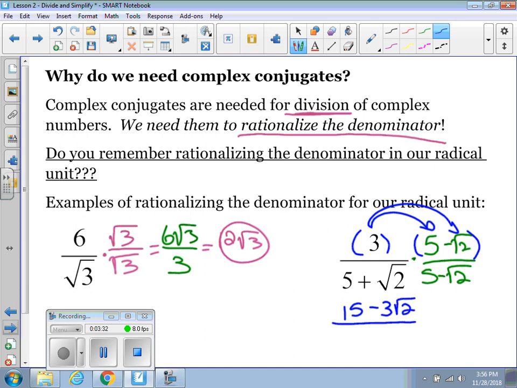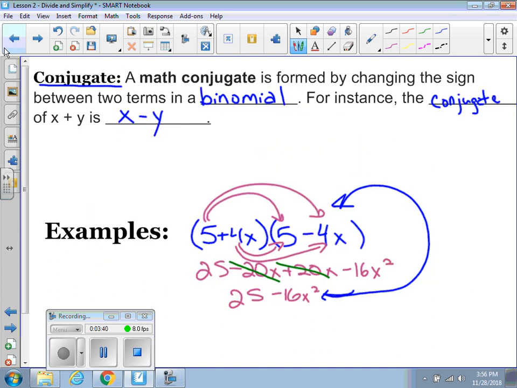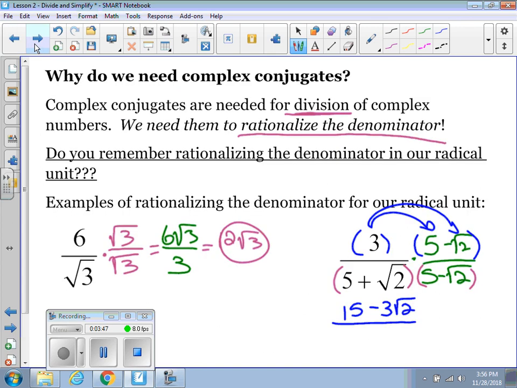Easy. In our denominator, we have a binomial times a binomial. But if you remember from earlier when we talked about the conjugate, we said the conjugate's great because it causes our middle terms to cancel. So let's take a look here. We've got 5 times 5, which is 25. But then we have 5 times negative root 2 and positive root 2 times 5. Those are going to cancel each other out. Square root of 2 times negative square root of 2 is negative square root of 4, but the square root of 4 is 2. Now what we have to do is clean this up to get 15 minus 3 square root of 2 over 23.